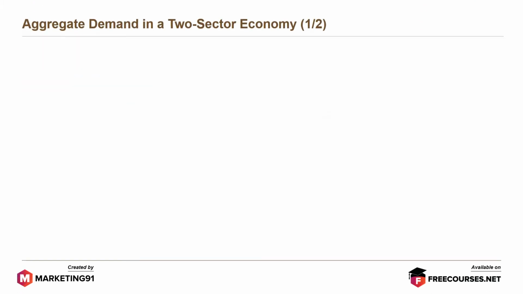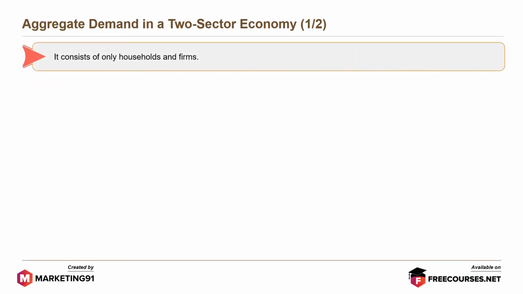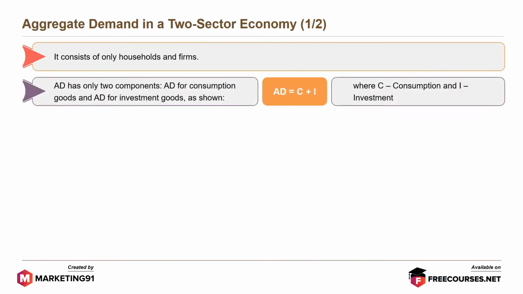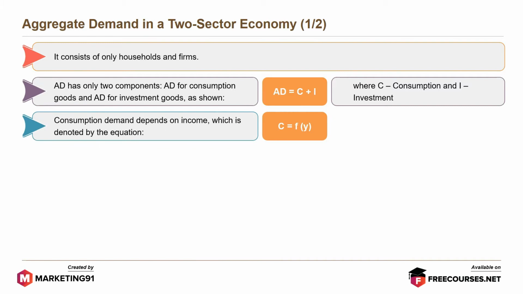Aggregate demand in a two-sector economy consists of only households and firms. AD has only two components, AD for consumption goods and AD for investment goods, that is, AD equals C plus I. Consumption demand depends on income, which is denoted by the equation C is a function of Y.